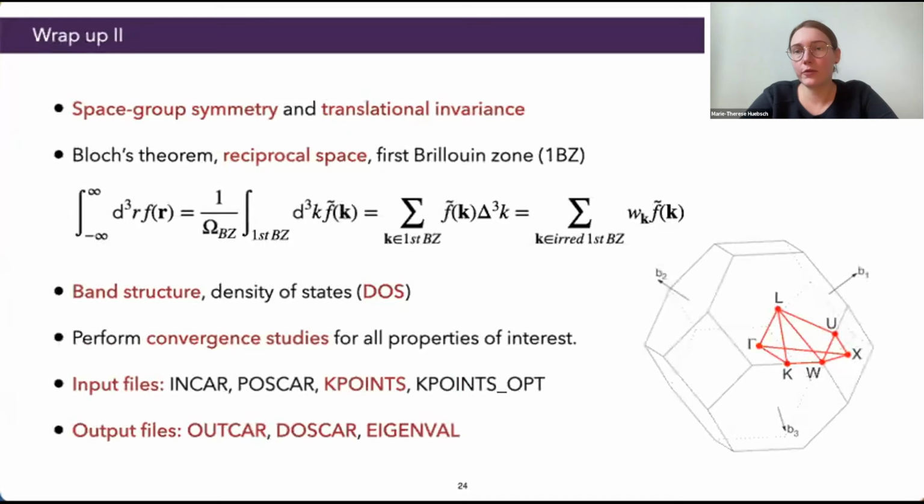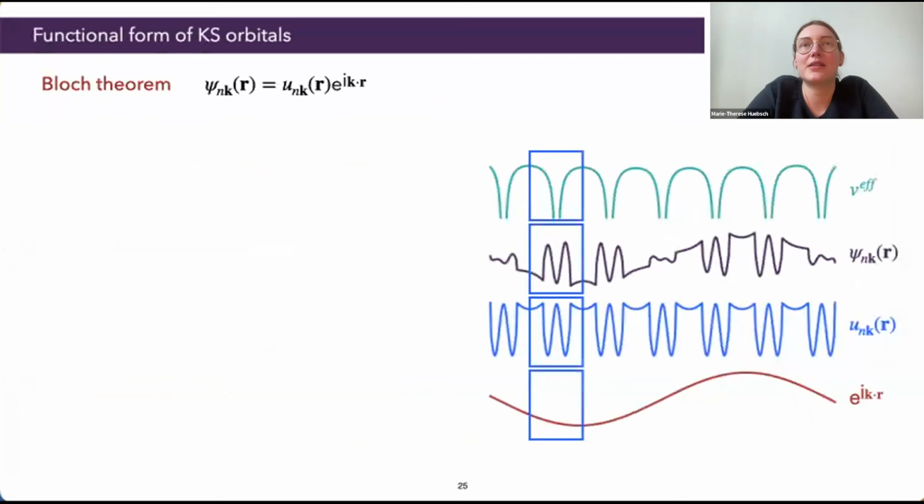Okay, but wait a moment. Is the reduction of the computational cost finally sufficient to perform ab initio calculations? Well, for that, let us consider the basis or the functional form of Kohn-Sham orbitals. This is how it is used in practice by VASP.